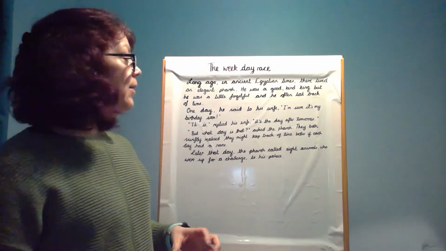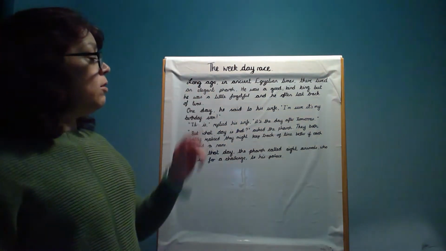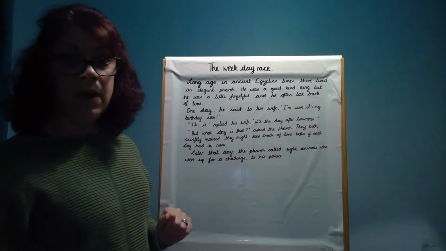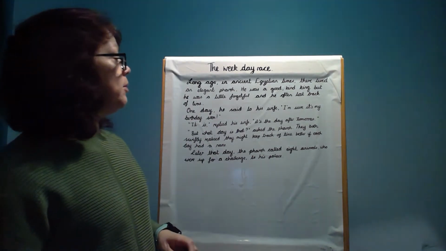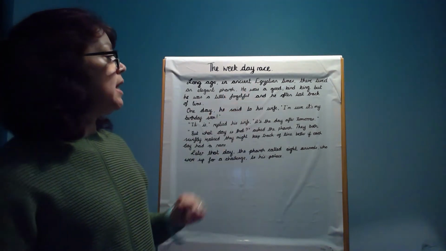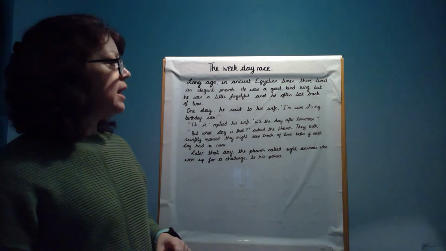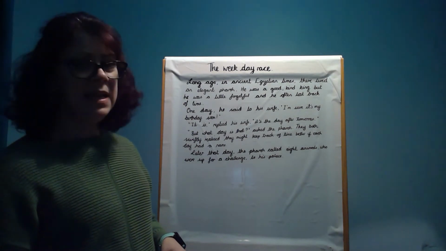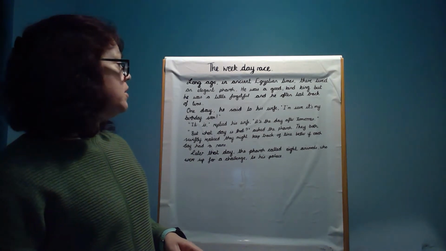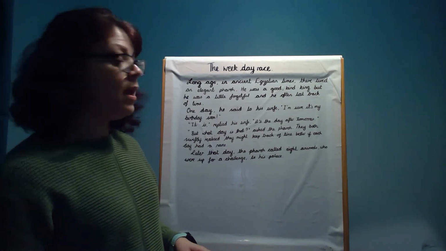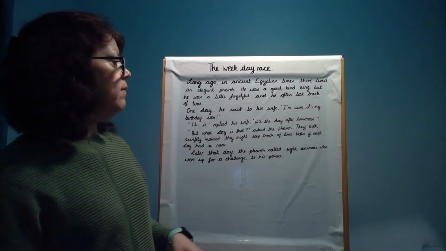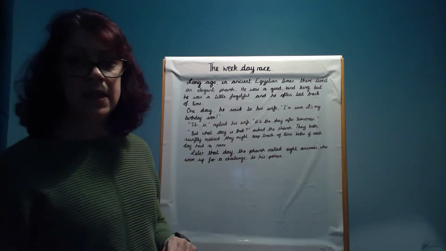Okay, so my story begins with "Long ago," got my comma after that to show that it's an adverbial phrase. "In ancient Egyptian times, there lived an elegant pharaoh. He was a good, kind king, but he was a little forgetful, and he often lost track of time. One day he said to his wife, "I'm sure it's my birthday soon!"